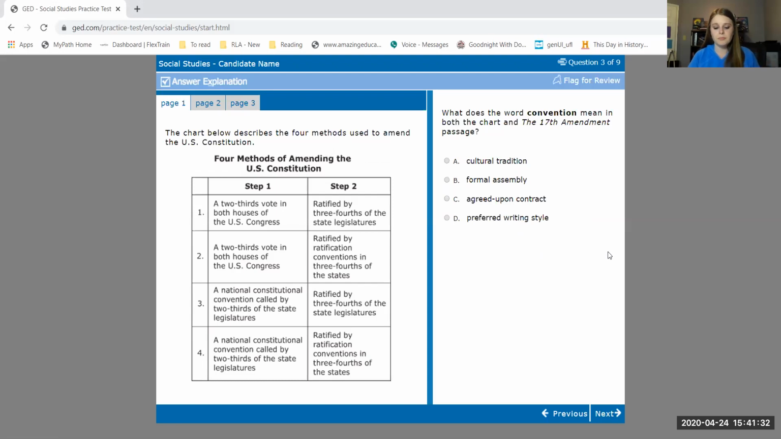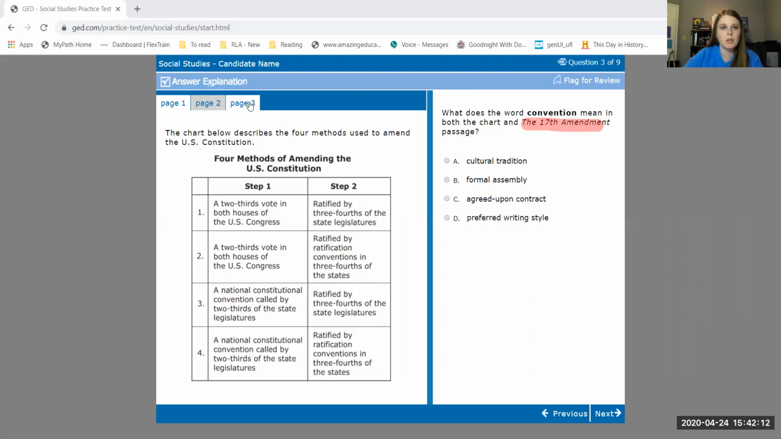Question 3. What does the word convention mean in both the chart and the 17th Amendment passage? So the chart is here, the word convention, let's highlight it. We have conventions, conventions, convention, and convention. So a national constitutional convention called by 2/3 of the state legislature, or ratified by ratification conventions in 3/4 of the states. So, okay, state legislators, states.